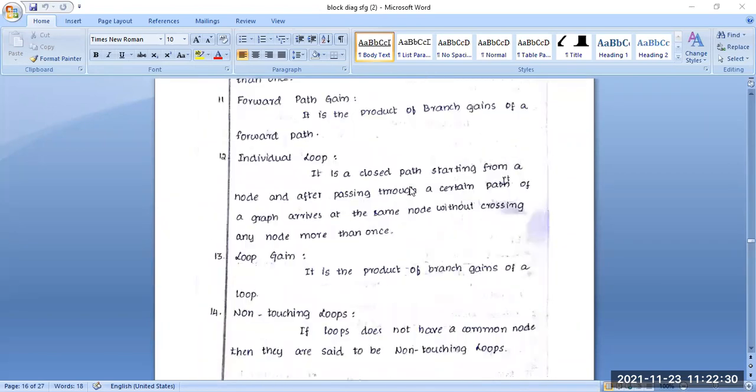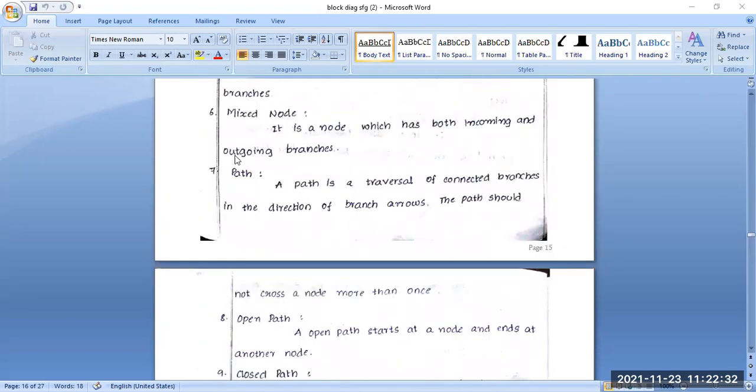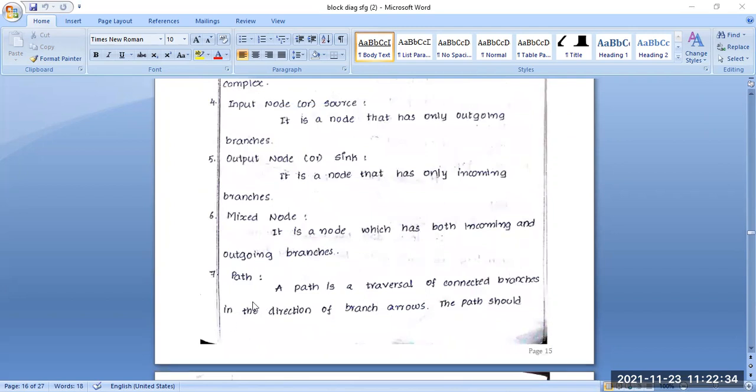Next, number 6, a mixed node. It is very easy. It is a node which has both incoming and outgoing branches. That means when a branch comes into a particular node, and this node also serves outgoing branches, this node works at the same time as both, and it is a mixed node.